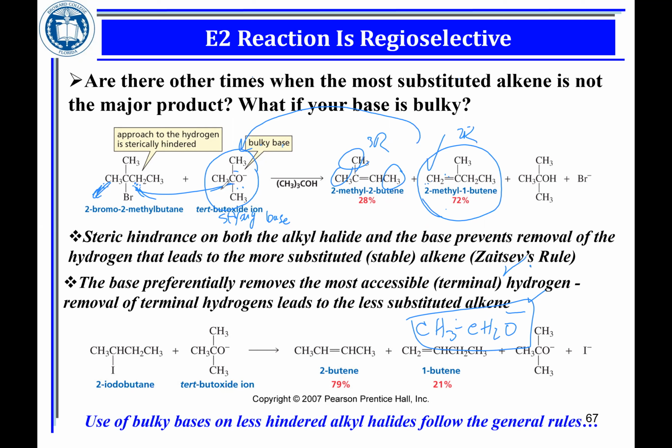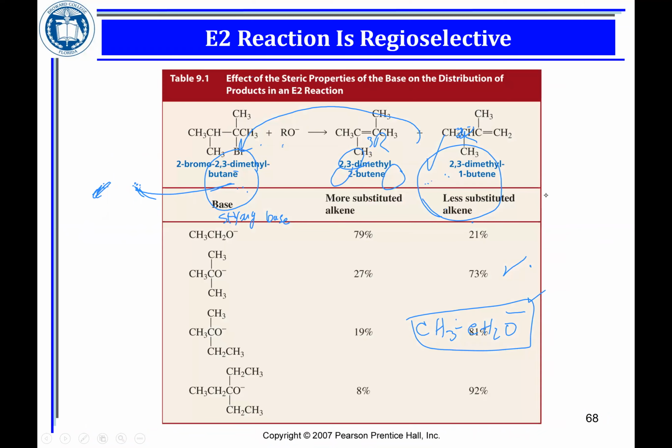But if you use a bulky base, the product that is least substituted is going to end up being the major product. And we don't call it anti-Zaitsev, but it has a different name. It's actually called the Hofmann product. So whenever you bring a bulky base into an elimination reaction and you end up with a major product that is unexpected, that product is known as the Hofmann product rather than the Zaitsev, because a bulky group is looking for the most accessible hydrogen.